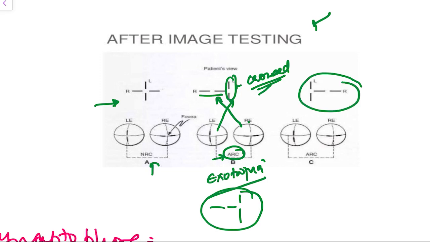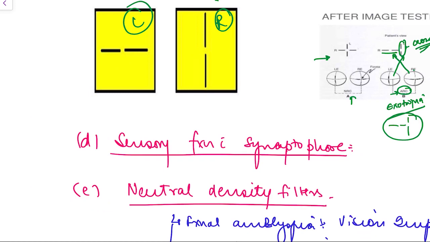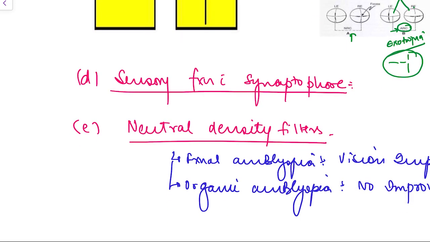And if the image is like this, it means the patient is having esotropia, because in this there is an uncrossed squint. The right eye image is on the right side and the left is on the left. Fine. Now next is sensory function with the Synaptophore. As I've already told you, the Synaptophore is an instrument in which various tests can be done. So this itself is a very vast topic.